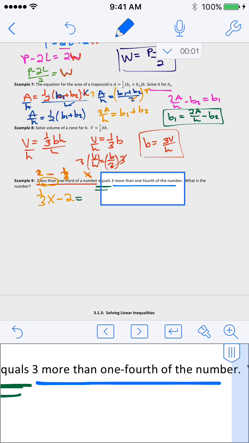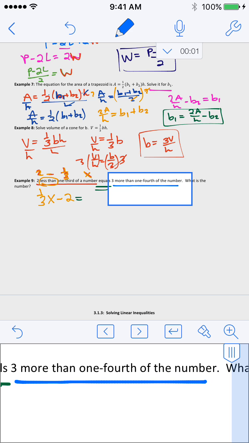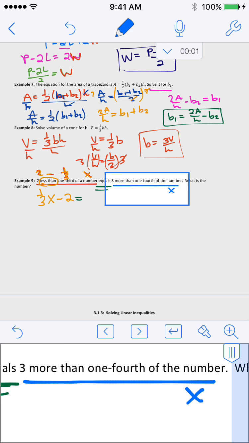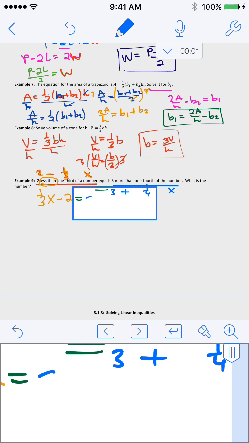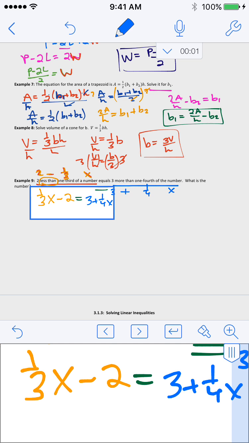3 more than 1/4 of the number. Notice it says the number. They're telling you that it's the same number as the first one, so this is also x, right? Here's 1/4. More than means add it to, and the number 3. Now in this case, it doesn't matter which one came first, because we have that commutative property of addition. We can write those in either order. So I'm just going to rewrite this as 3 plus 1/4 x. And I have my equation.